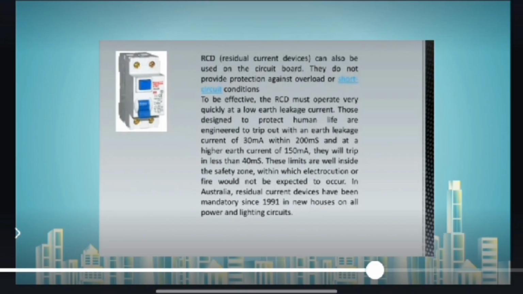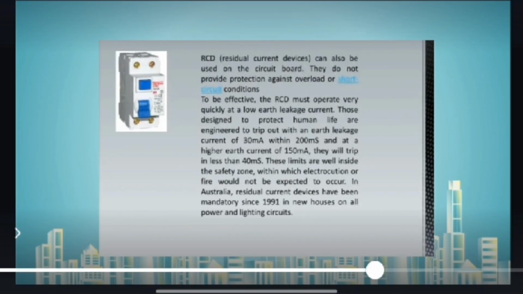Devices designed to protect human life are engineered to trip out with an earth leakage current of 30 milliamperes within 200 ms, and at a higher earth current of 150 milliamperes they will trip in less than 40 ms. These limits are well inside the safe zone within which electrocution or fire will not be expected to occur.